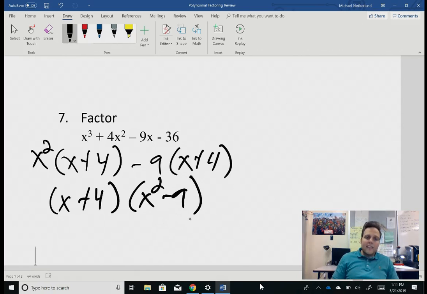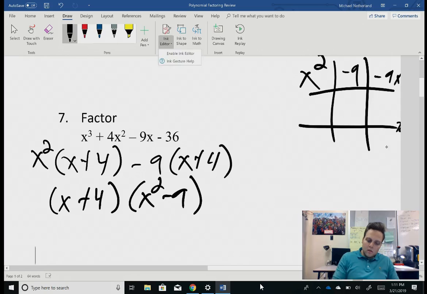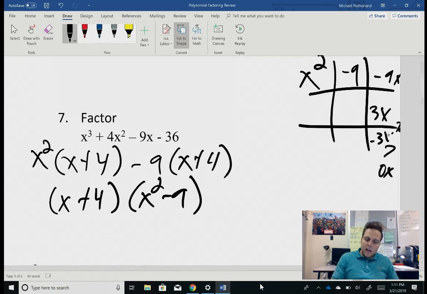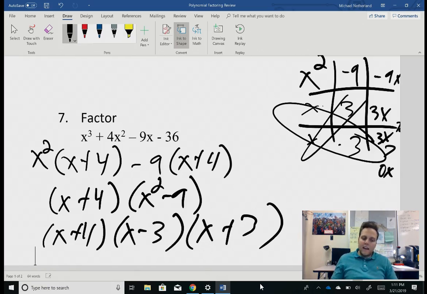Well, x squared minus 9, that's the difference of squares. That means I can factor that by tic-tac-toe. So x squared, negative 9x squared, 0x. Anyway, that should be 3x and negative 3x. That multiplies to negative 9x squared, but adds to 0x. X squared and 3x, what do they have in common? X. X squared and negative 3x, what do they have in common? X. X times what is 3x? X times what is negative 3x? Go across. So we get x plus 4 times x minus 3 times x plus 3. And that's all she wrote.